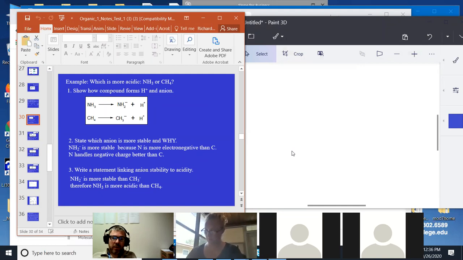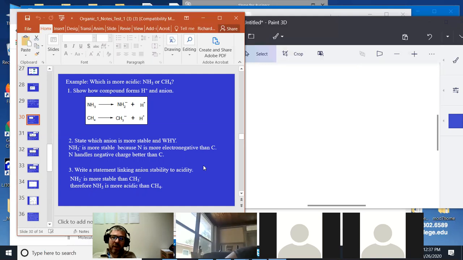Okay. So once we know which anion is more stable, and it turns out to be NH2 minus, what I would say is that since NH2 minus is more stable than CH3 minus, the other anion, we know that NH3, this compound, is more acidic than CH4. Because one anion is more stable than the other, this compound here is more acidic than this compound. This is how I'm expecting you to lay out your answers. You'll be asked to draw out the reaction, just like I've done here, figure out which anion is more stable, and then write that statement that links anion stability to acidity of the original compound.